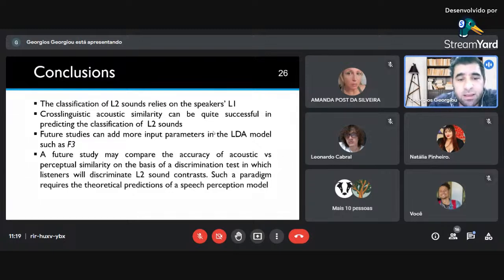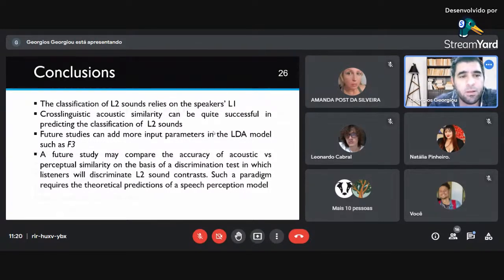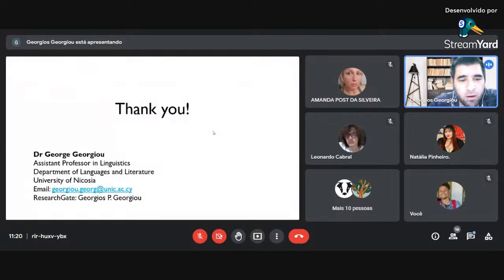And a future study may compare the accuracy of acoustic versus perceptual similarity on the basis of a discrimination test in which listeners will discriminate L2 sound contrasts. Such a paradigm requires the theoretical predictions of a speech perception model. So thank you very much.